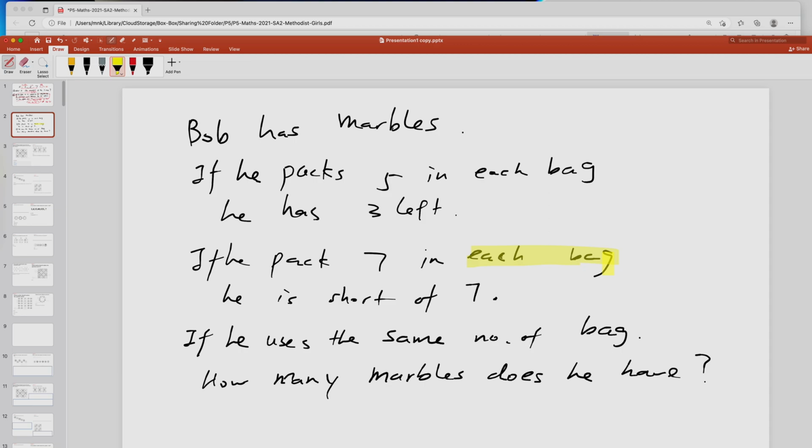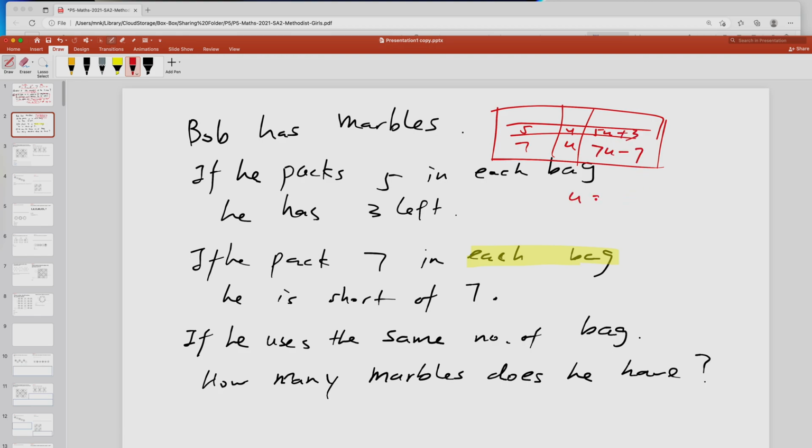Okay, so let's say you have established the table already. So let's say this is 5, this is 7, this is u, so this is 5u plus 3, this is 7u minus 7, right? So when you get u equals to 5, you don't just write down, oh, the answer is 5. No. Read the question. The question asks for how many marbles does he have. So basically, how many marbles is here, right? So therefore, you don't erase. If you erase, you cannot see already. You might miss out the plus 3, or you might miss out the minus 7. So you don't erase.